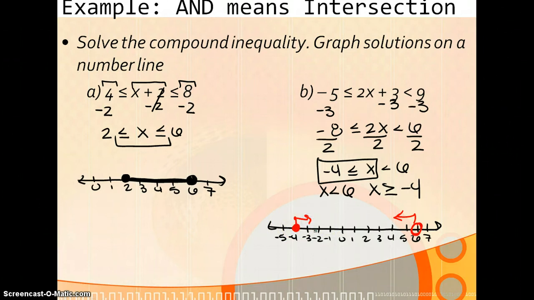Well, these graphs don't cross each other. Once it hits that negative 4, it has to stop, and then once it hits the 6, it has to stop. Because it's not 7 and it's not negative 5, those aren't options. So it's everything in between the two numbers that are provided. Now in this case, it includes negative 4, but it does not include 6.